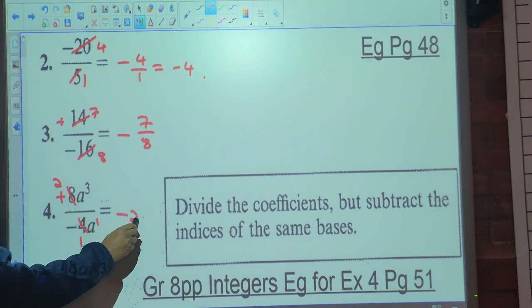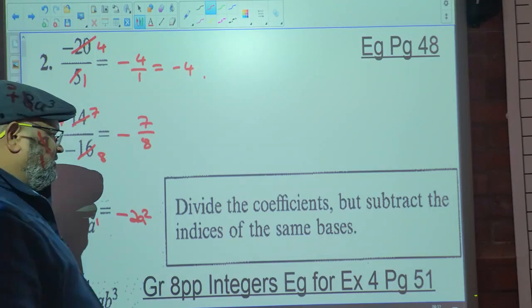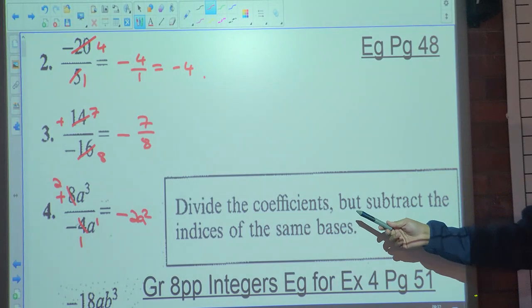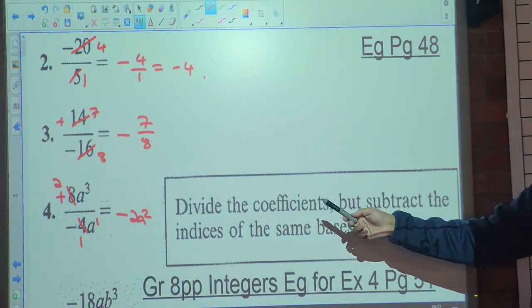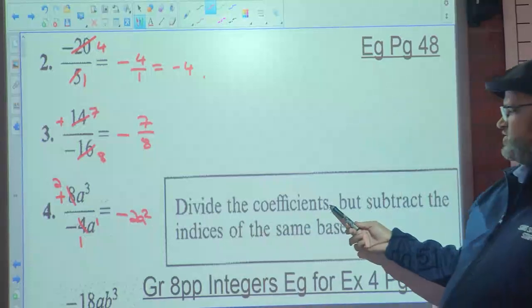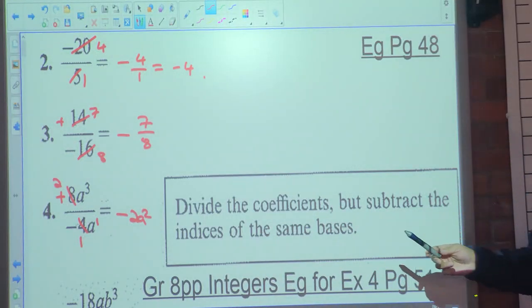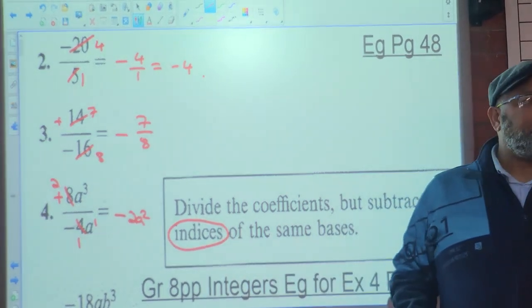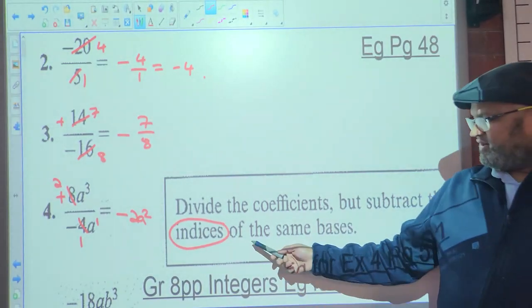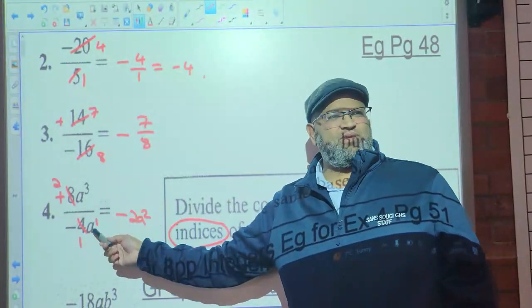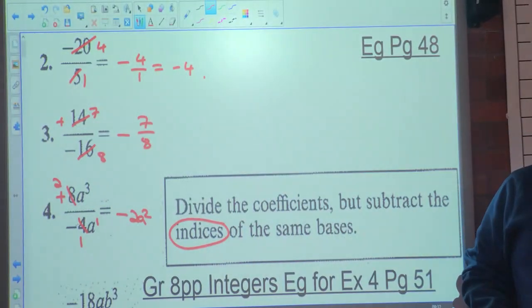They will have a cubed over a is going to give you a squared. Here we are given this note here. Guys can write this down as well. Divide the coefficients, which is the number in front. Can you see that? Yes, no. Divide the coefficients, but subtract the indices. Another word for indices is the exponents. Okay? Of the same base. So only when the bases are the same can you subtract those exponents. Okay?